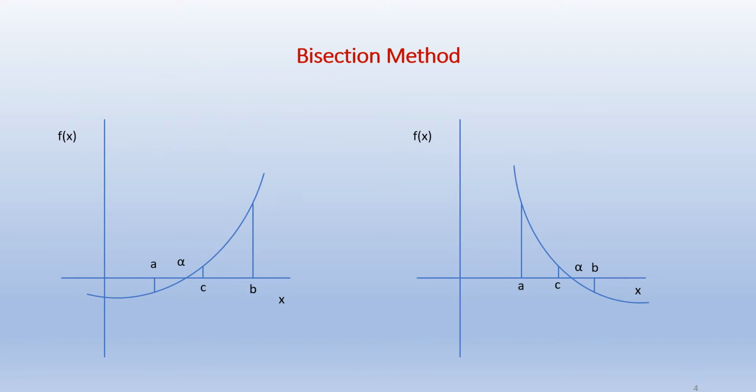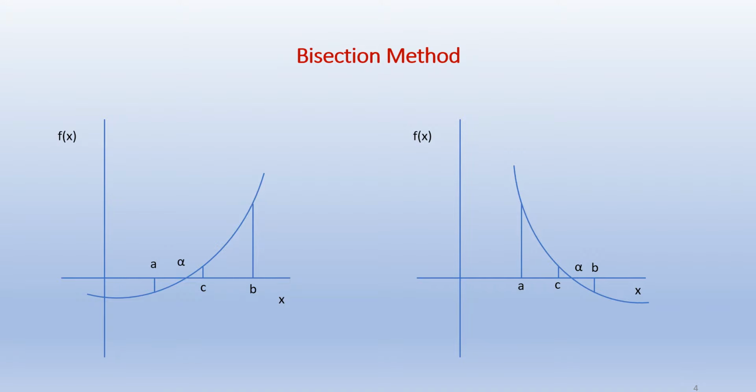So the bisection method, the procedure to solve is given below. f(x) is the curve shown here, and we should know two points A and B, and we should know that the exact root alpha lies between A and B. The first step is we need to calculate the midpoint C. C equals (A + B)/2.